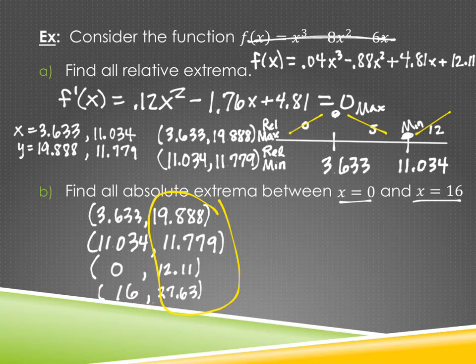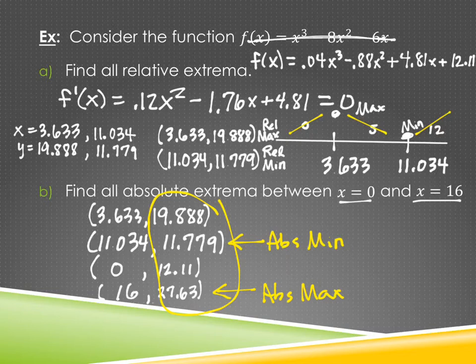You have 4 y values. Which one's the smallest? The 11.779. This one is my smallest, so this one is my absolute minimum. Of my 4 y values, which one is my largest? Oh, I'm sorry, I'm not displaying. No wonder you guys are like, I don't know what she's doing. Which one is my largest? The 27.63. So this one is my absolute maximum.